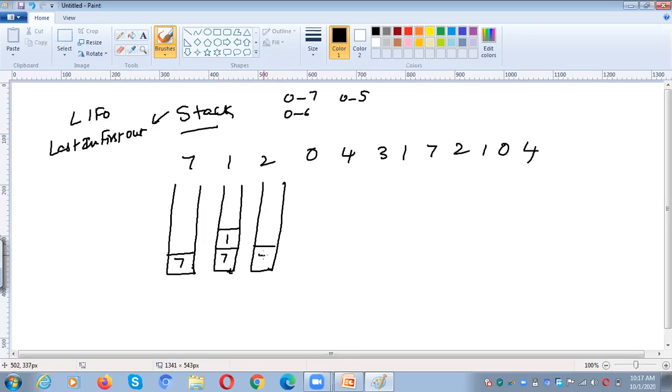After that 7 1 2. After that 0. I will do one thing. I will change it to 7 and I will change it to 2. Then it will be more tough. Right now 7 1 2 and then 7 1 2.